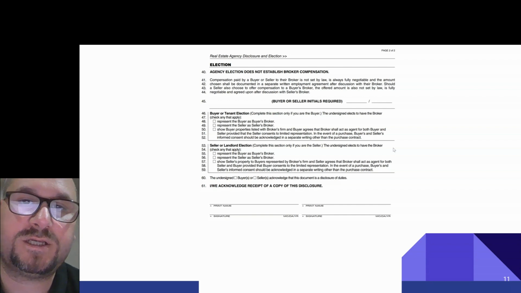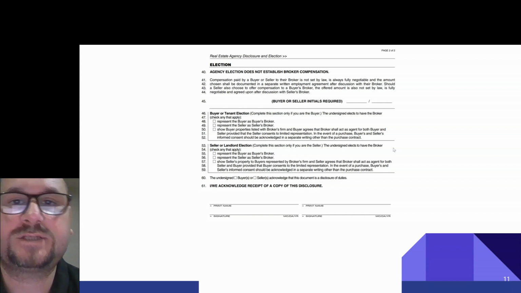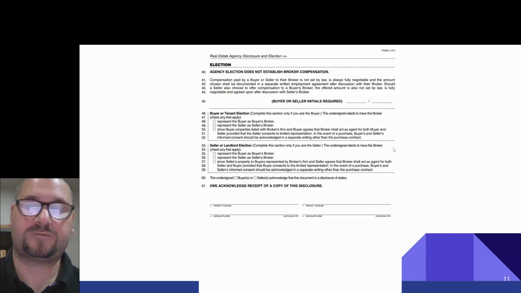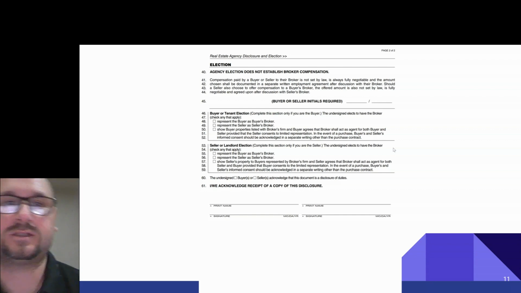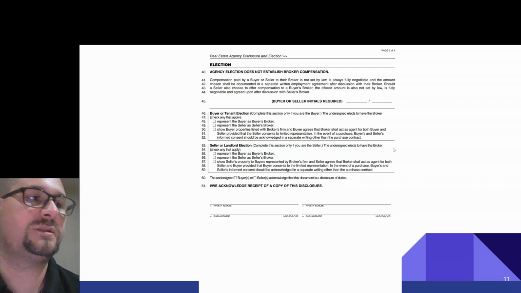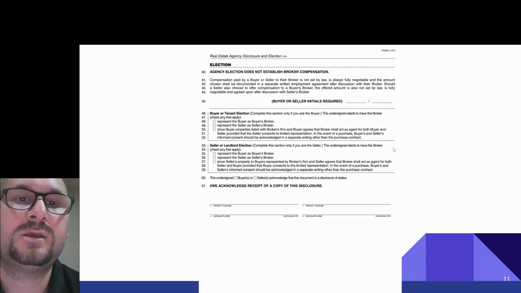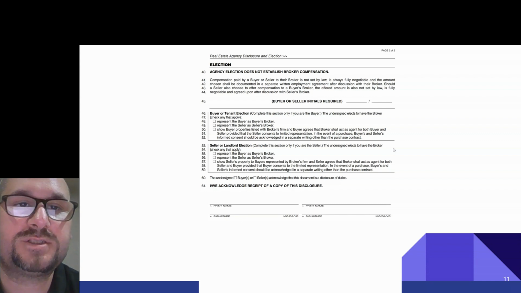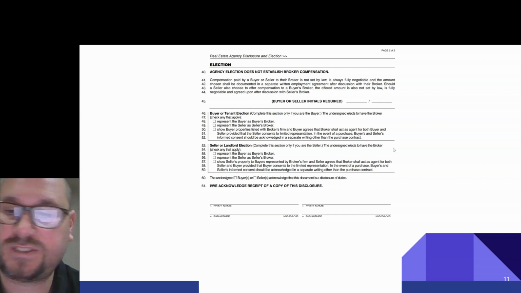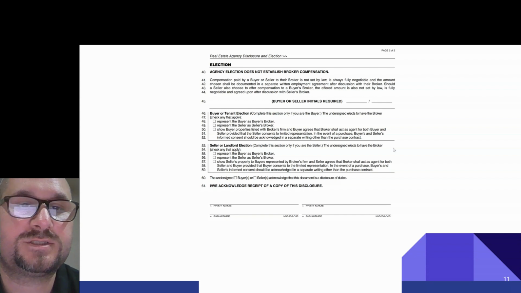So here the buyer signs under election, buyer or seller initials required. So this is the first document you give to a buyer or seller. Their agency of selection. Basically, they're saying they're going to work with the agent. This is the first document you give to them. Buyer or tenant election. So if you're working with a buyer, you check one of these boxes. If you're working with a seller, you check one of those boxes. There's 3 boxes to check.